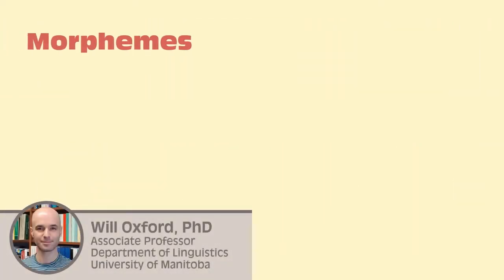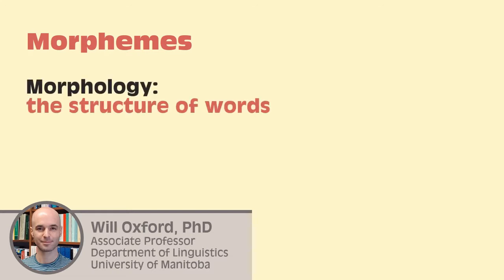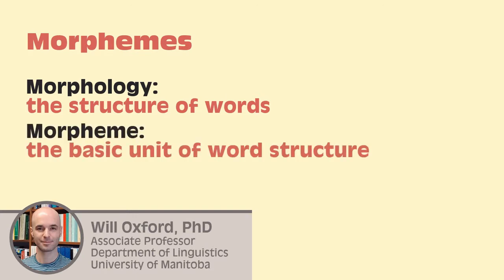Now that we've talked about categories, we're ready to look at morphology in detail. As you know, morphology is the structure of words. The most fundamental concept in morphology is the morpheme, which is the basic unit of word structure. The word morpheme literally means form unit, a unit in the formation of words. This video introduces the concept of morphemes.